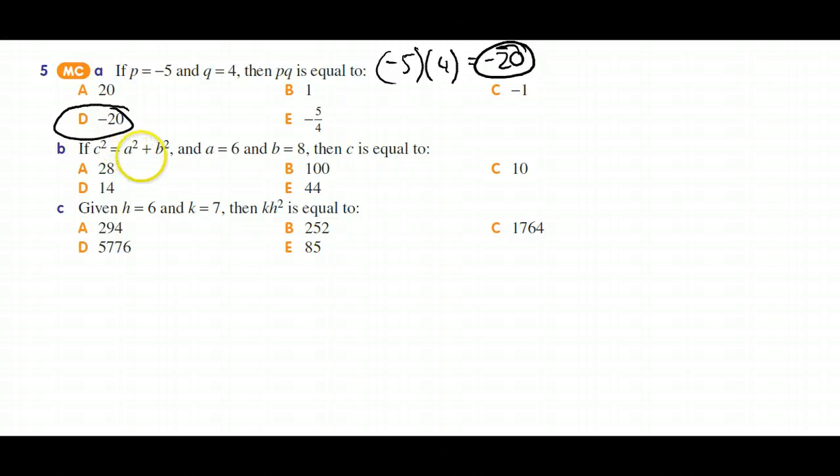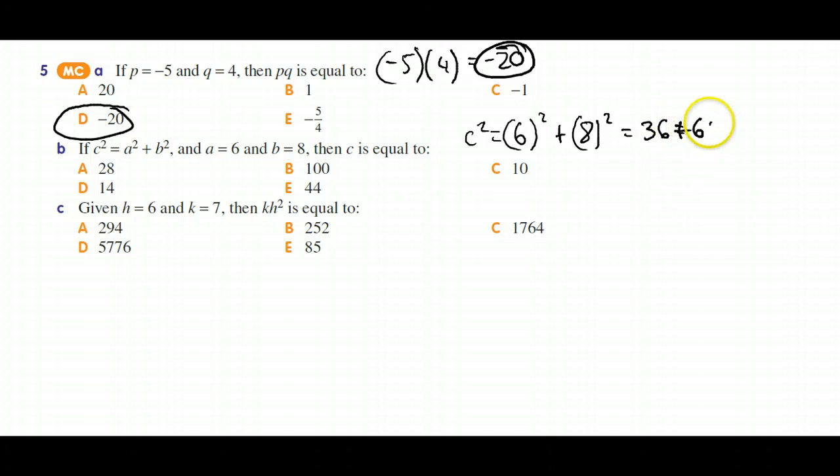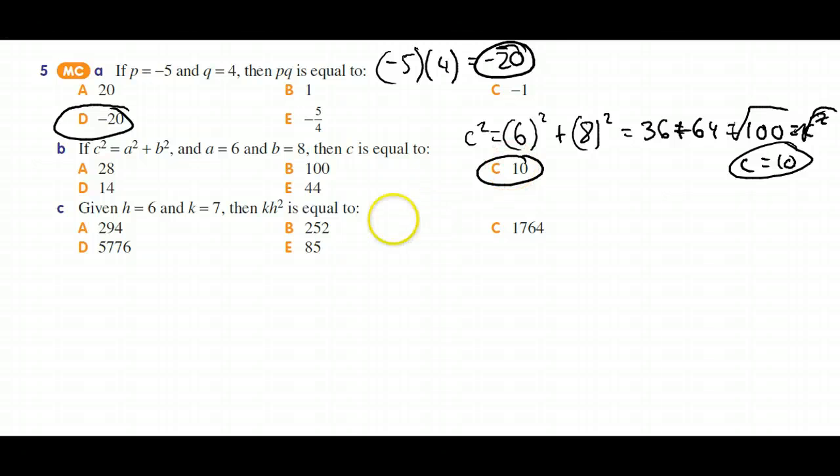In this one we've got C squared equals A squared plus B squared. So C squared equals A, which is 6, squared, plus B, which is 8, and it's squared. 6 squared is 36, 8 squared is 64. Add those together and you get 100, and that equals C squared. Now we want to evaluate C, not C squared, so let's get rid of that square with the square root on both sides, so C becomes 10. So that's answer C there.